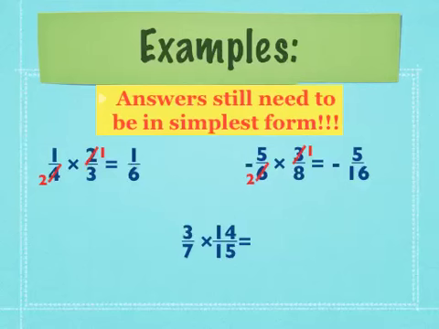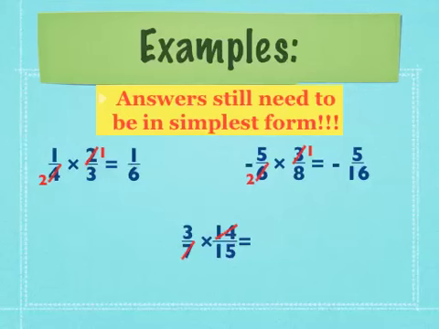If you look at this last example on this page, you have 7 over 3 times 14 over 15. Notice when you're looking for cross-canceling, we have 3 and 15, which are both divisible by 3. And then if you look at the other combination that we could cross-cancel, we have 7 and 14, which are both divisible by 7. So in this case, I'm going to be able to cross-cancel both sets of numerators and denominators. I'm just going to start with 14 and 7. It doesn't matter where you start, though.